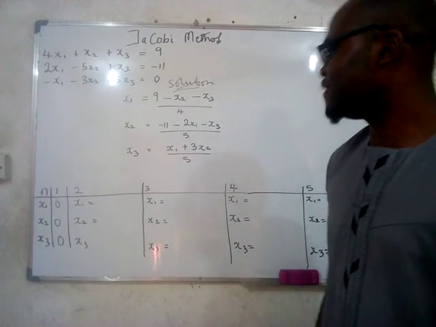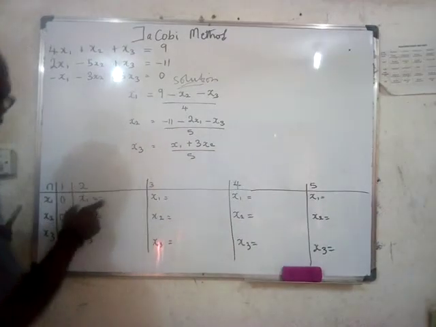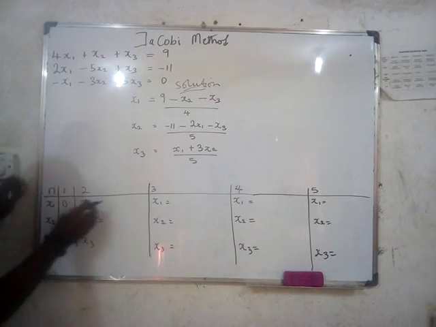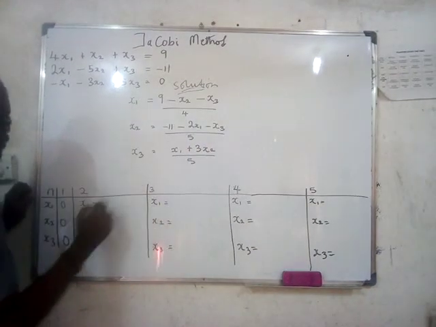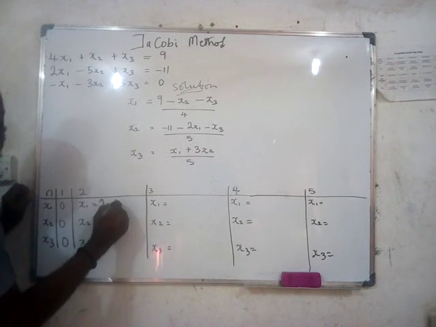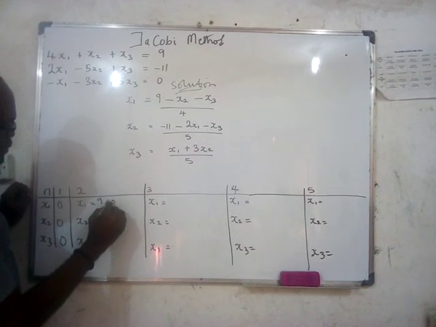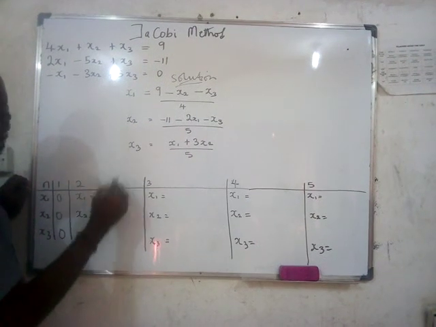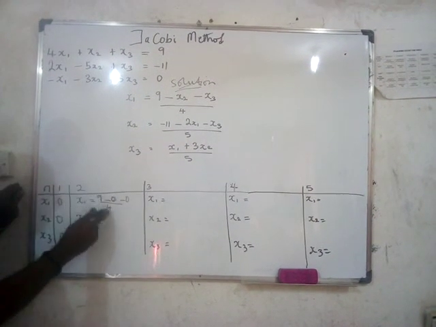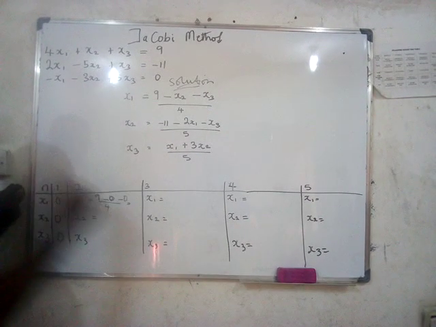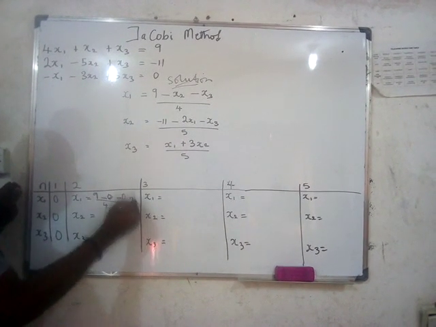Then you start solving. For the first one, you are assuming all values to be 0. So for x1, you put this equation, you have 9 minus x2, which is 0, minus x3, which is also 0, all over 4. So you have 9 over 4. Use your calculator and press down the value of 9 over 4. You're going to be having 2 point something.